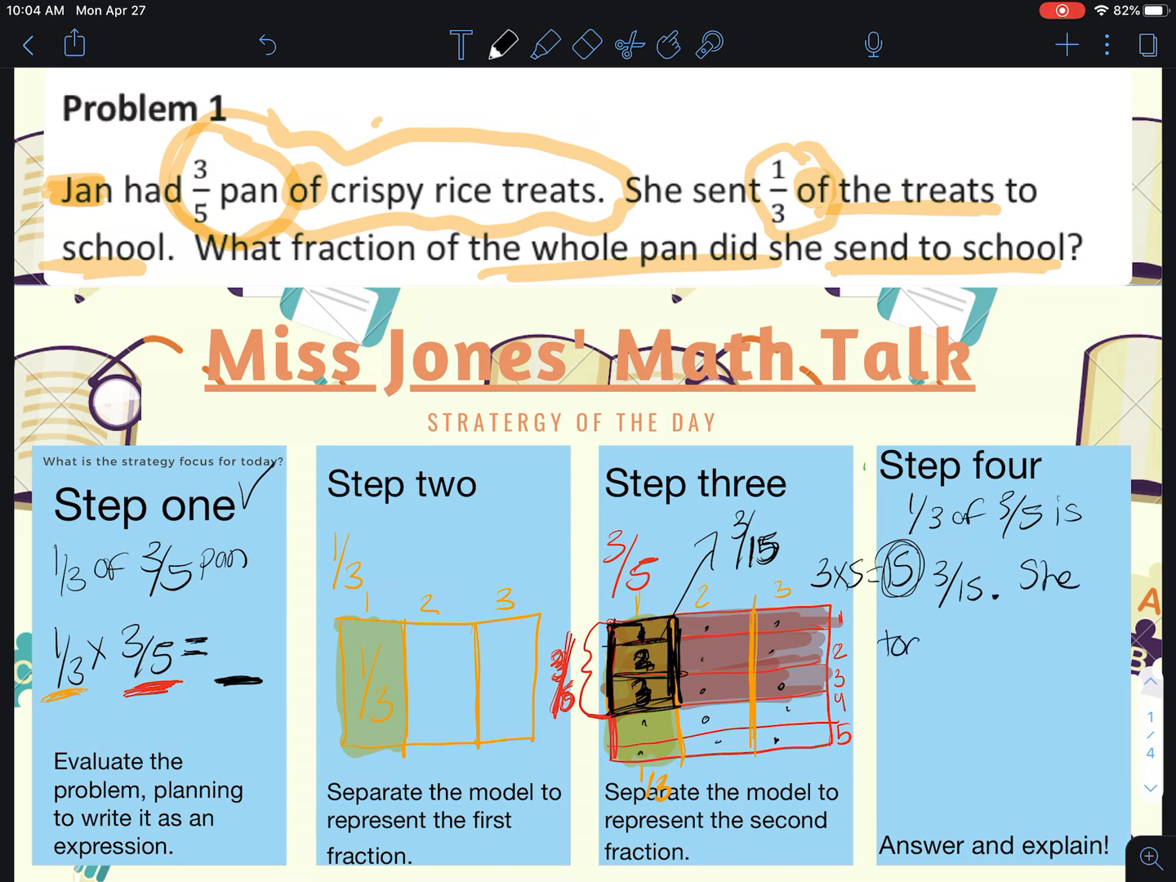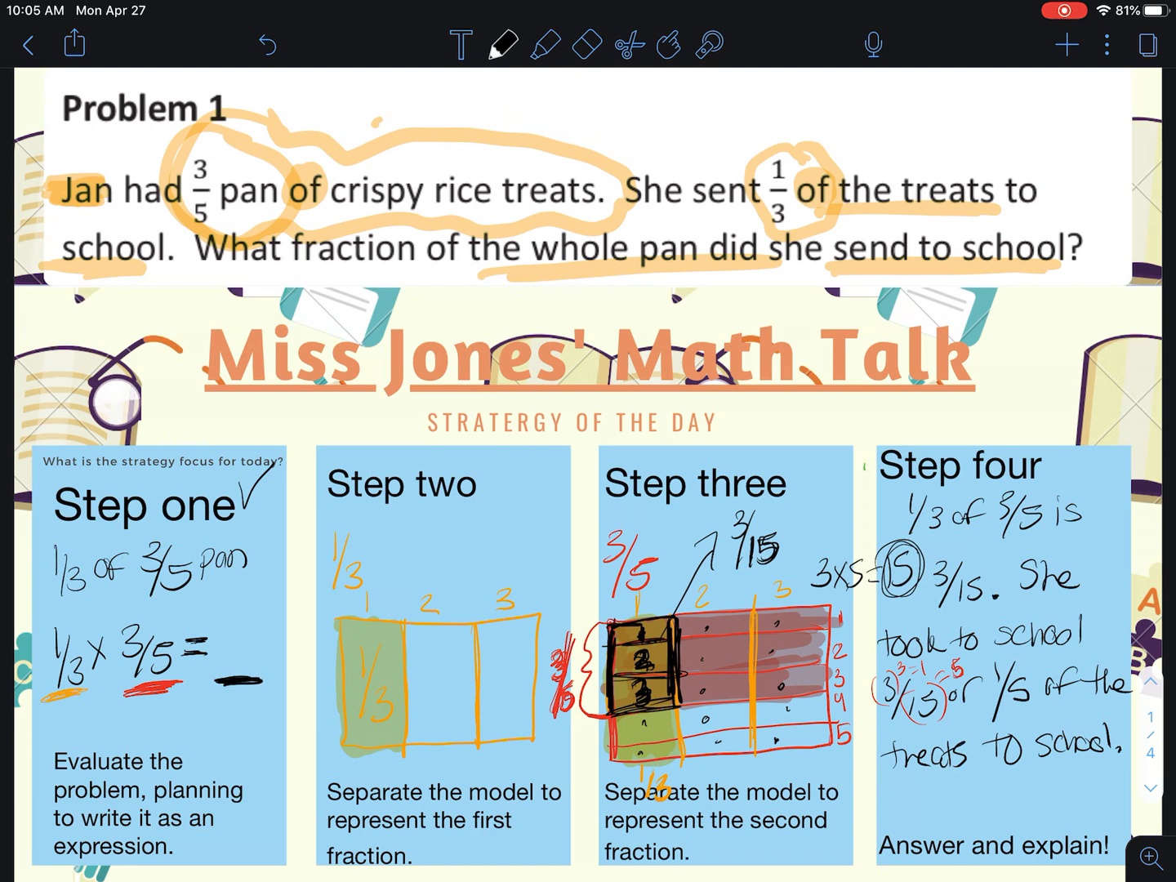She took to school 3/15, or, and the reason why I'm going to say or is because I know that 3/15 is not a simplified fraction. I know that if I took 3 and I divided it by 3, I would get 1. And I took 15 and divided it by 3, I would get 5. So, or 1/5 of the treats to school.